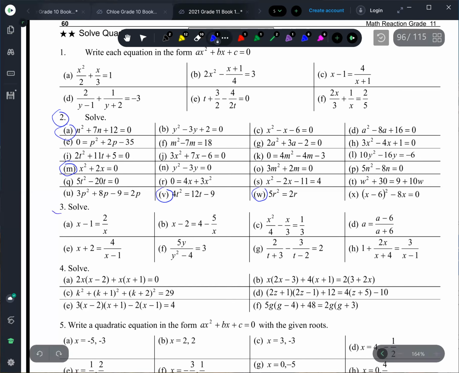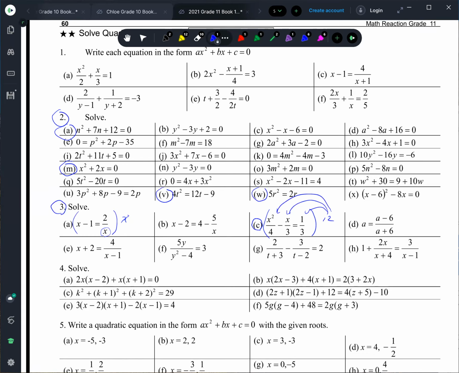Now in question 3, you start to see some denominators. Like question A, you need to times everything by X, because X is in the denominator. Question B, similar. For question C, what's the common denominator? Angeline? Oh, 12. Yes, so you will need to times each term by 12 to make the denominator go away. Things like that.